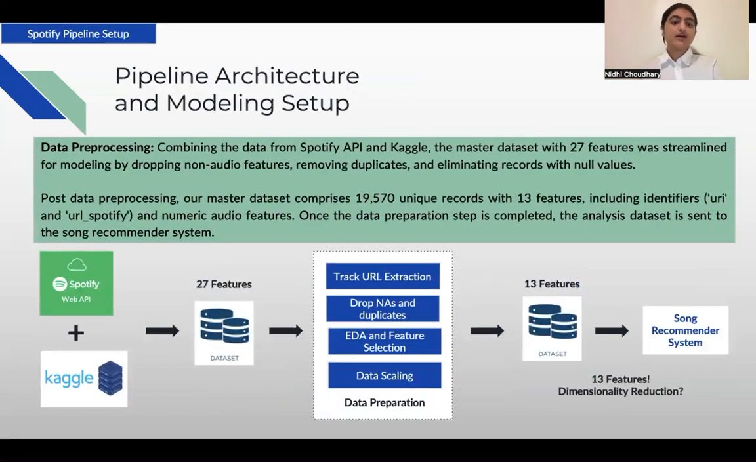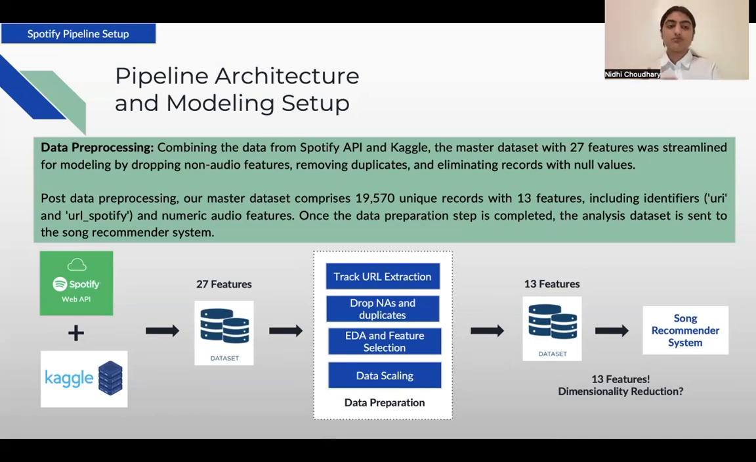Over to next slide. So here we look at how we have collected the data, how we have done the pre-processing, and then built the model. So after collecting the data from Spotify Web API and Kaggle dataset, we made a master dataset which consisted of 27 features. Once we had our master dataset, we basically did data pre-processing on that. As a part of our data pre-processing, we first extracted the track URL, which was basically the identifier for our dataset, and then we cleaned the dataset by removing the null values and the duplicate records.